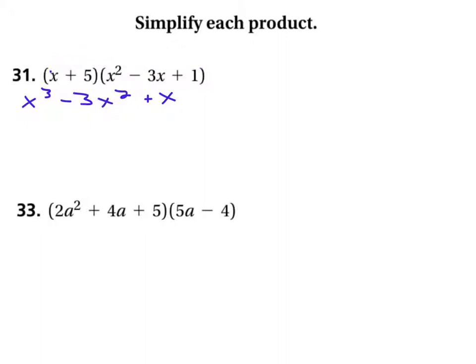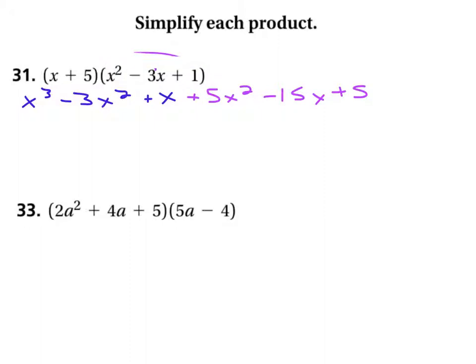Now we have to multiply everything by the 5. 5 times x squared is 5x squared. The 5 times negative 3x is negative 15x. And the 5 times the 1 is 5. Now, this is a situation where you're more likely to get multiple like terms that will be combined.